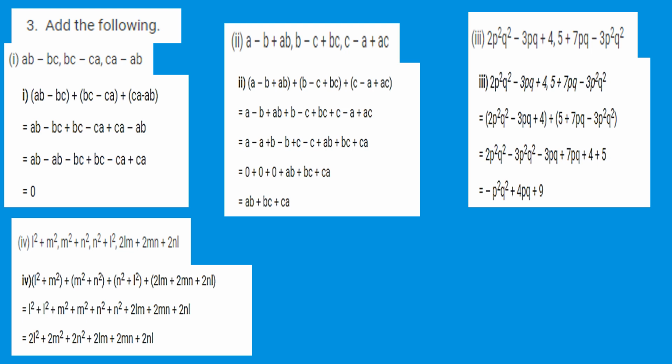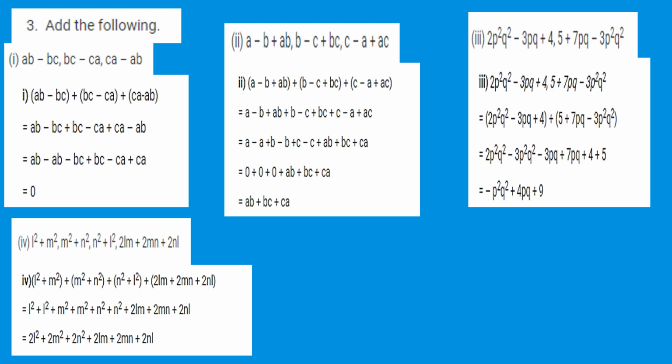So what happens? Now bring the like terms together. A, then where you get A minus A, and plus B minus B plus C minus C, then AB plus BC plus CA. Now what happens? A and A get cancelled, B and B get cancelled, C and C get cancelled. So all zeros are there. So what is the answer here? AB plus BC plus CA.